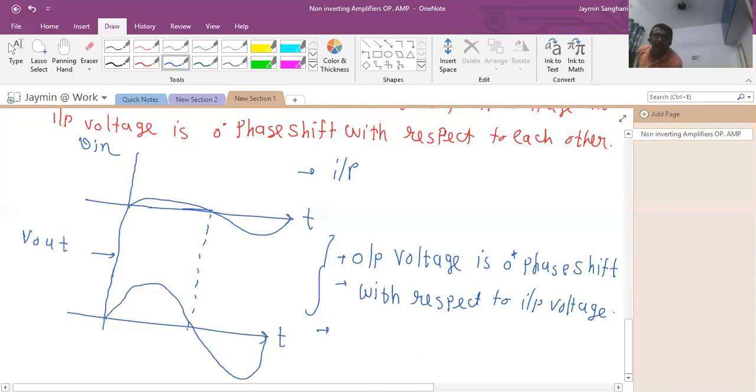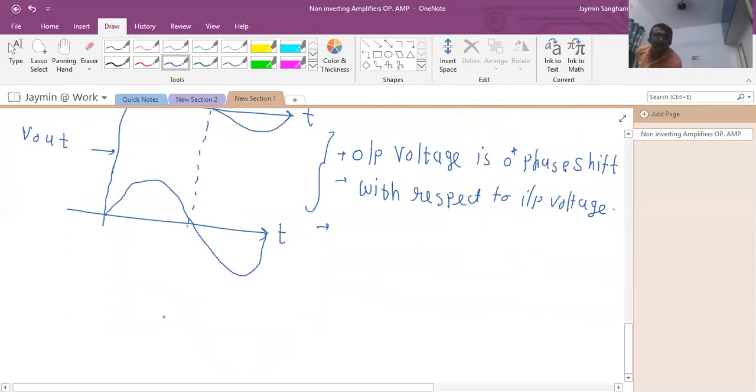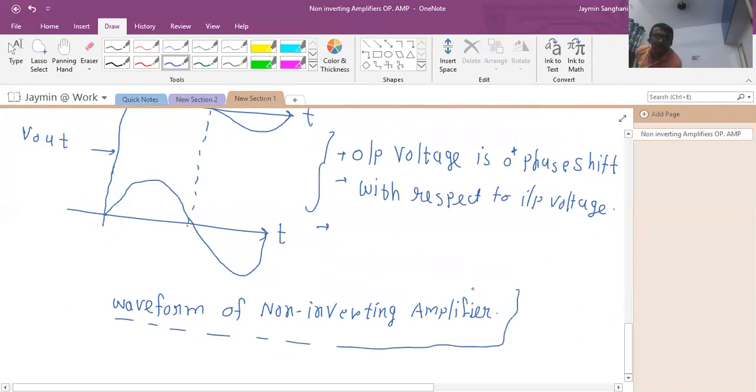So I have written here waveform of non-inverting amplifier. 0 degree phase shift between input and output.